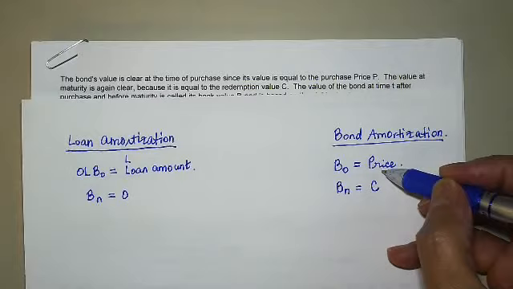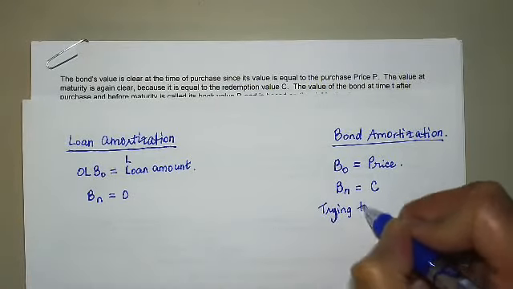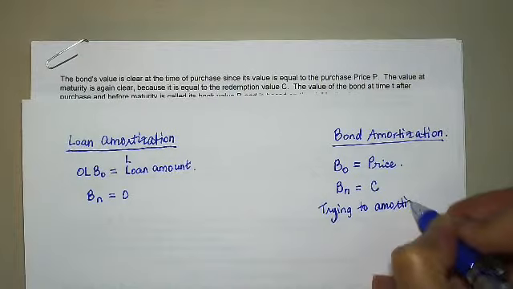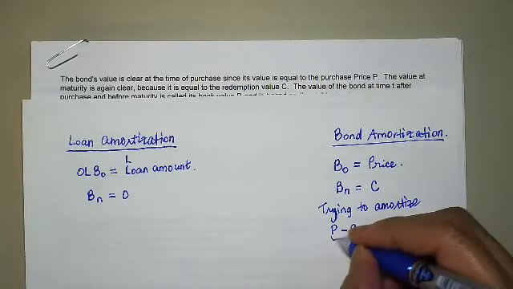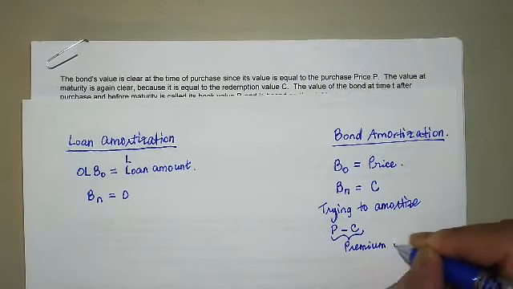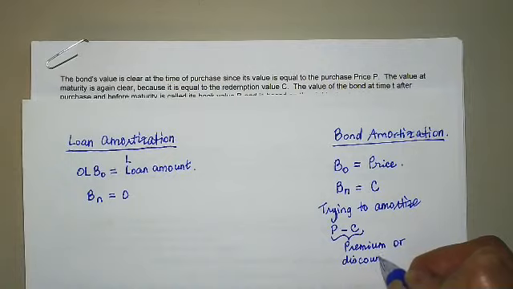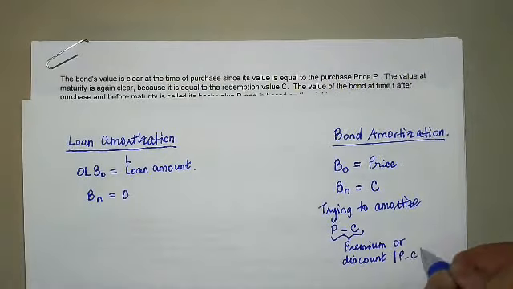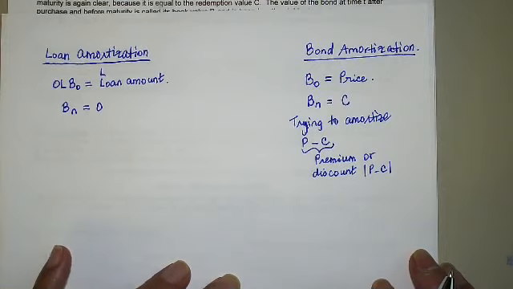If you don't get that, if somebody doesn't drive that point home, you're never going to understand the amortization schedule. So here you are trying to amortize price minus C, which of course we call either premium or discount, which is absolute P minus C.